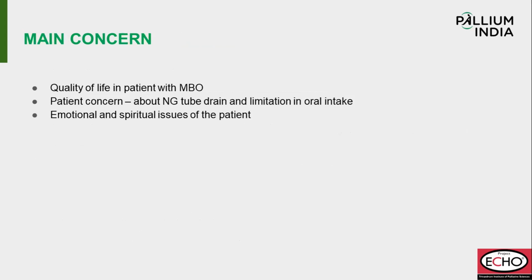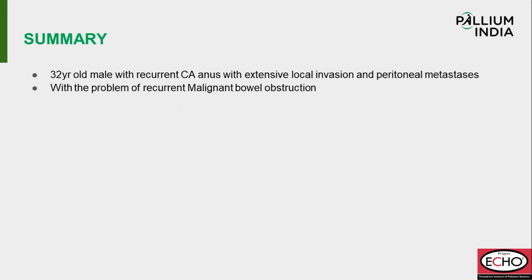In this case, the main concerns are quality of life for him, his concern about his gastric tube, his concern about the limitation of oral intake and his desire to eat orally. Another concern was his emotional and spiritual issues. Next slide, please. So to summarize, a 32-year-old male with recurrent carcinoma of the anus with extensive local invasion and a lot of peritoneal intra-abdominal metastasis, and with a problem of recurrent malignant bowel obstruction.